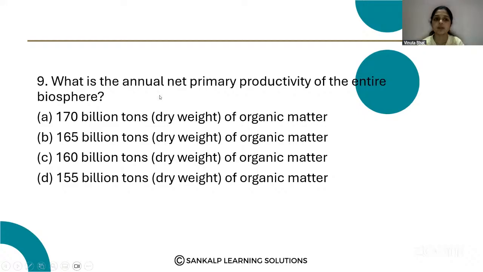Question number 9. What is the annual net primary productivity of the entire biosphere? So what is net primary productivity? Net primary productivity is equal to gross primary productivity minus respiratory loss. Then what is gross primary productivity? That is the amount of biomass that is produced at the producer level. So the total amount of biomass produced by the plants or the producers.